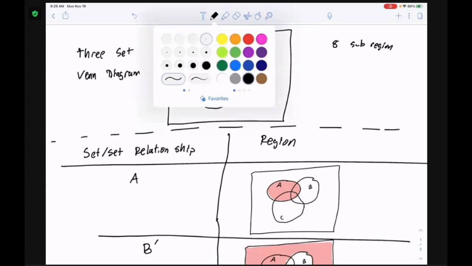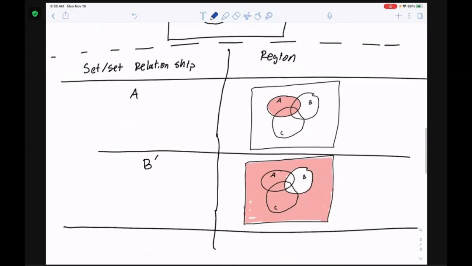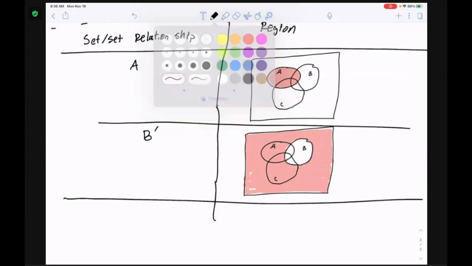If we were to actually just count them and put a dot inside each one, we have 1 on the outside, 2, 3, 4, 5, 6, 7, and 8. So the total of 8 little regions, okay? And most all of the sets that we're going to talk about are either one of these regions or a collection of 2, 3, 4, up to all 8 regions. And we need to know which regions we are trying to identify in the set relationship.